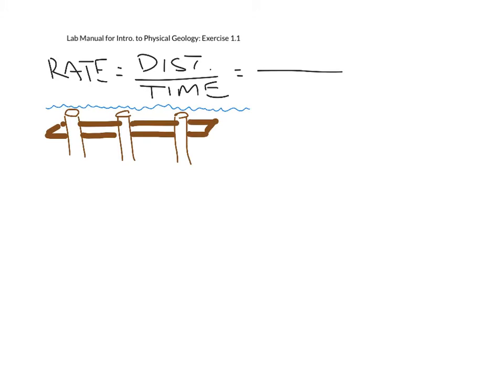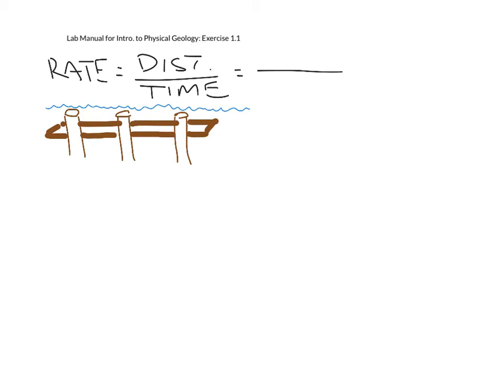So let's review that. Rate equals distance divided by time. And we are going to need to figure out our distance and our time in order to solve this problem. First off, we need the distance, or the amount of total change in the elevation of the pier over the period of time 1715 to 2015. Now, originally the pier was built 1 meter above the ocean surface.